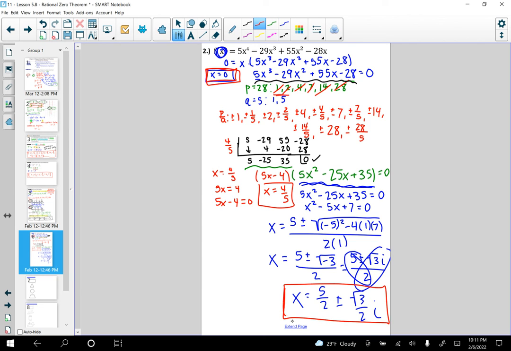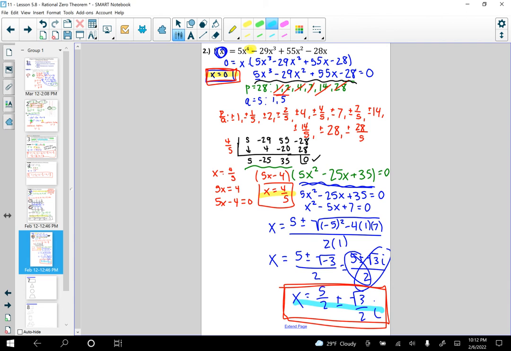Okay, there we go. Now, again, fundamental theorem of algebra says whatever degree polynomial you started with, that's how many total zeros you should have. Counting imaginary, counting rational, counting real. So we have 2 real, 0 and 4/5, and we have 2 imaginary, 5/2 plus √3 over 2 i, 5/2 minus √3 over 2 i. And remember, those imaginary numbers always come in pairs. That's the conjugate complex theorem. So everything is making sense.